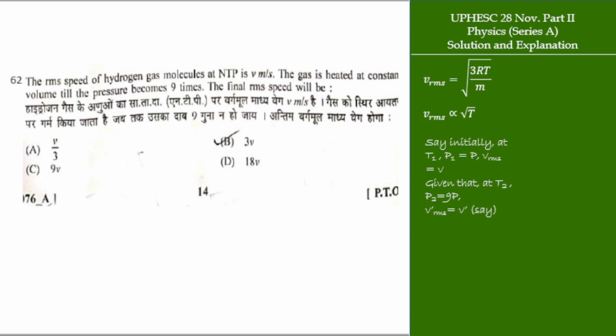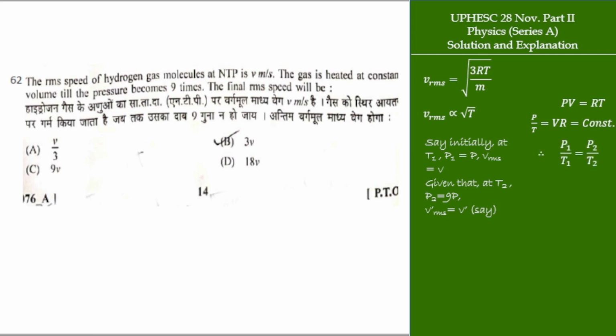Also given that at the higher temperature T2, pressure P2 becomes 9P. So the new RMS speed Vrms dash, say V dash. So we have to find out the value of V dash. Now we know the gas equation PV equals RT. Now P upon T equals R/V, which is constant, because the volume is given constant, because the gas is heated at constant volume.